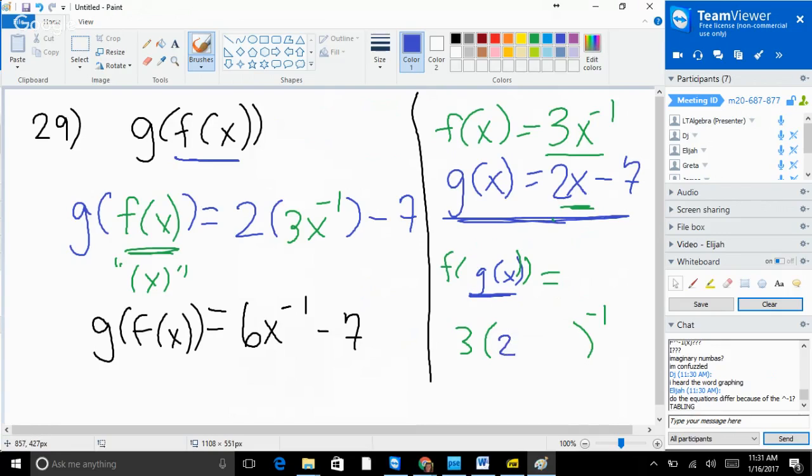So g of x is 2x minus 7. And that's kind of ugly. Probably your book is going to rewrite that as f of g of x equals 3 over 2x minus 7. I'm guessing that's how they wrote that pretty, but I could be wrong. So substituting one in for the other.